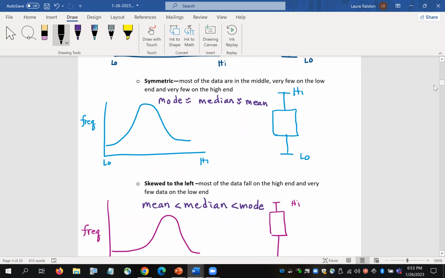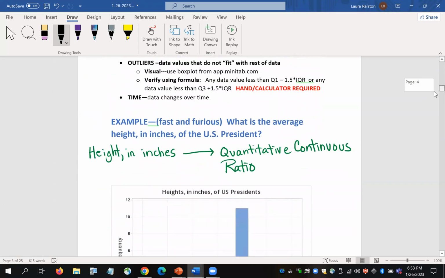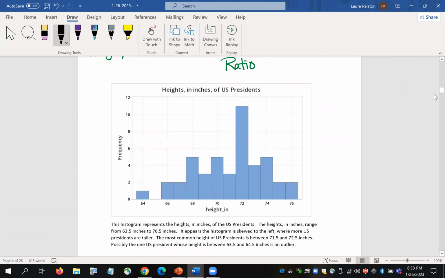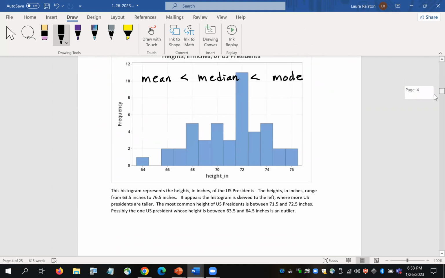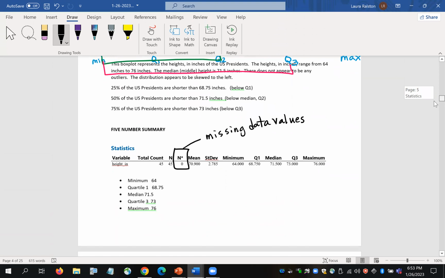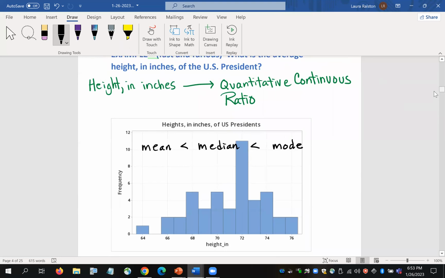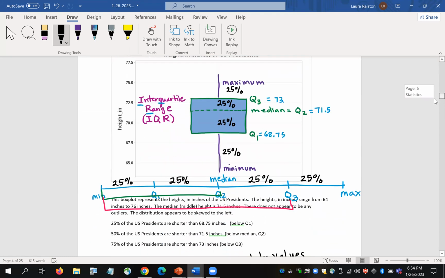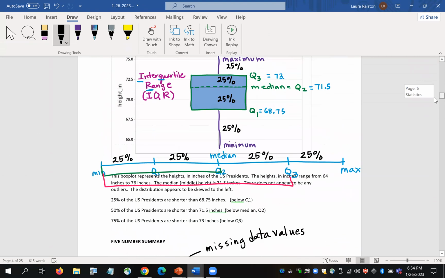If it is really skewed left, then the mean should be less than the median, which is less than the mode. So if I look at my numbers, let's see, we had a median of 71.5. Okay, so the median was 71.5. The mean was 70.9.